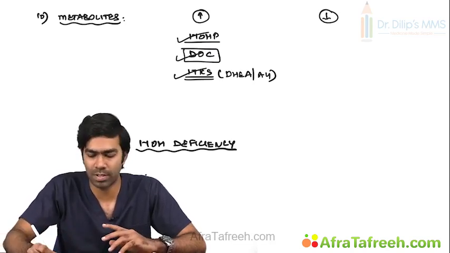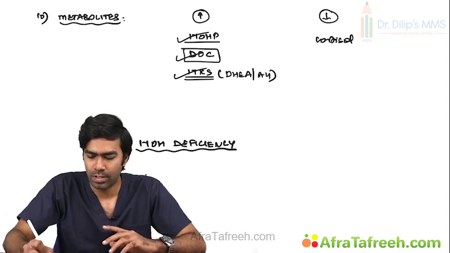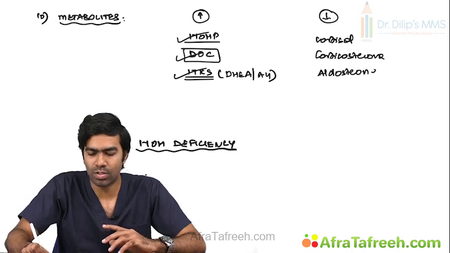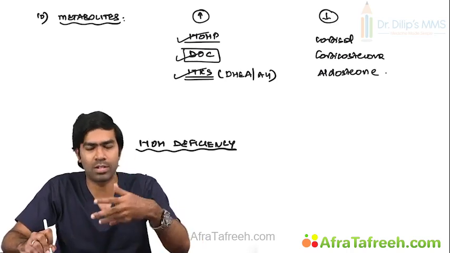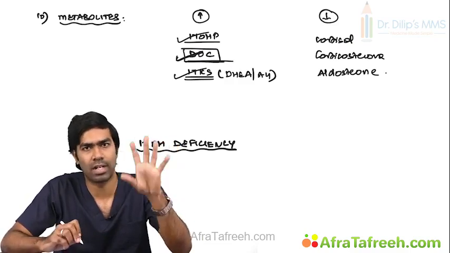What are the levels that are suppressed? Obviously, cortisol levels will be suppressed, and your corticosterone levels will be suppressed, and aldosterone levels will be suppressed. So these are the metabolites that are generally suppressed. But deoxycorticosterone is very important to know here. That will be increased.